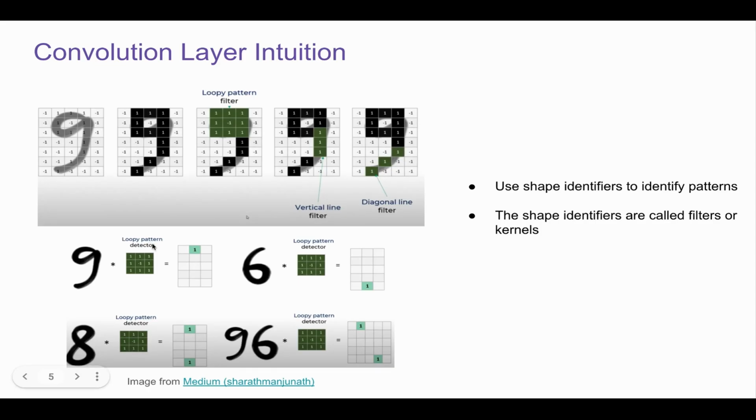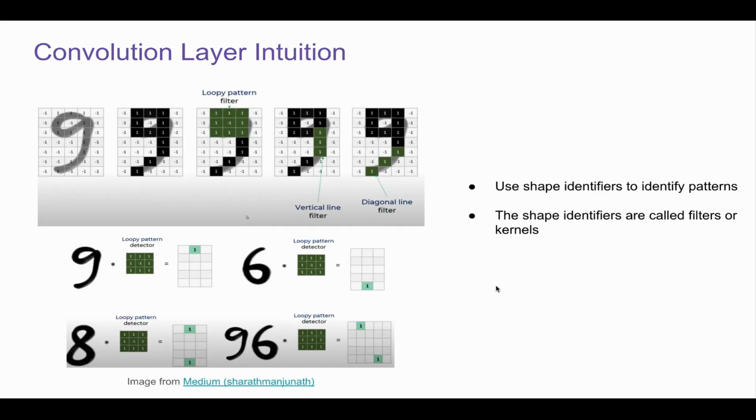If we apply a loopy pattern detector to the matrix representation of this 9, we should get a 1 on top because there's a loop on top. And if it's applied to 6, the 1 should be down here because for 6, the loop is in this position. And for 8, we should have 2. For 96, we should also have 2.